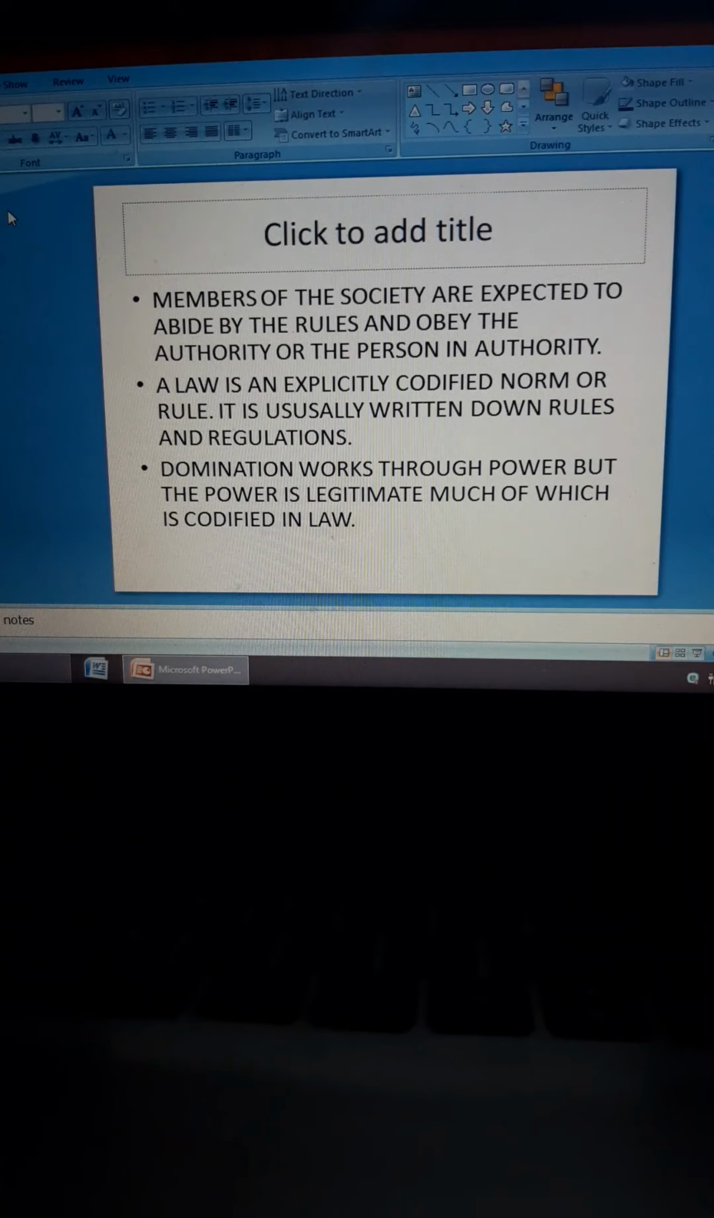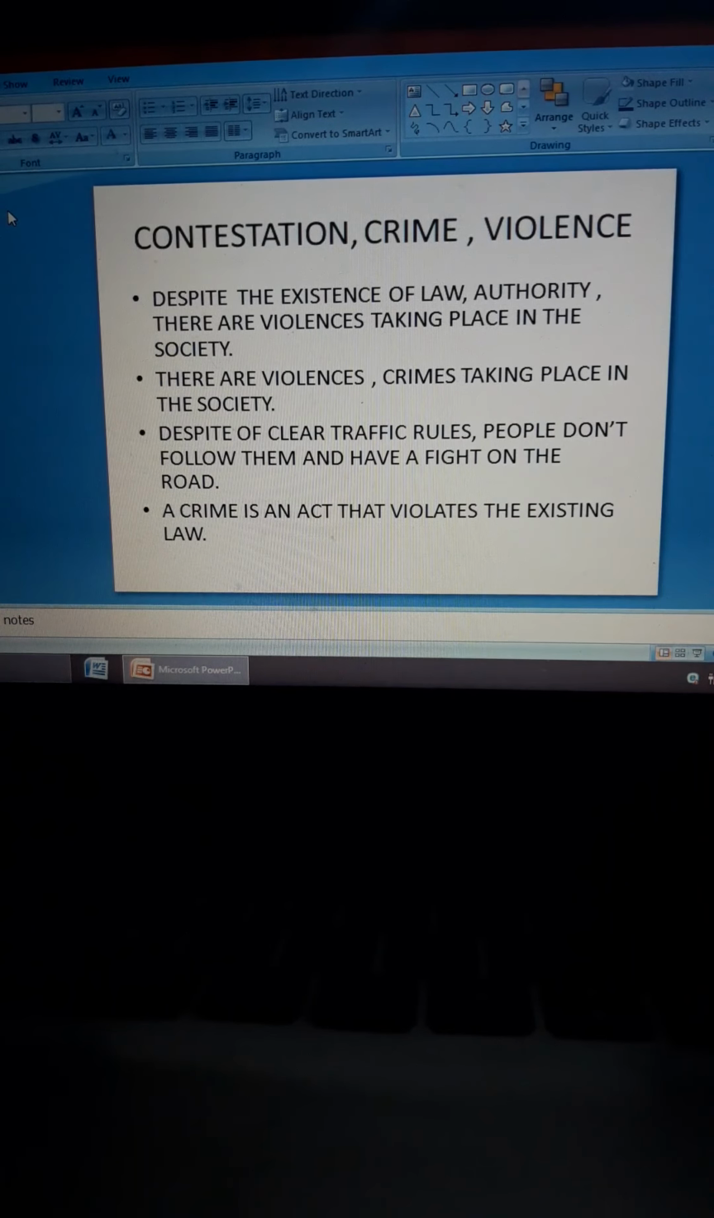Domination works through power, but the power is legitimate, much of which is codified in law. If we are dominated by somebody, domination works through power. It is power that an individual holds, because of which they are dominating us. But this power that they hold is legitimate, it is right, and it is written in the word of law. So contestation, crime, and violence.